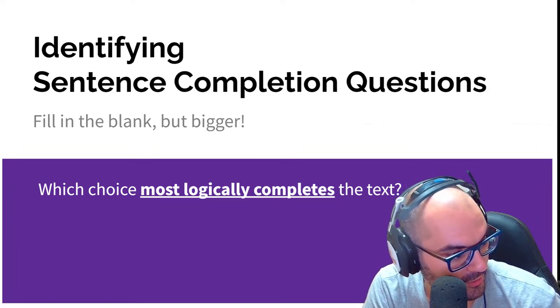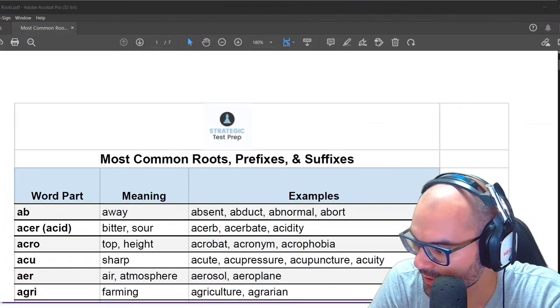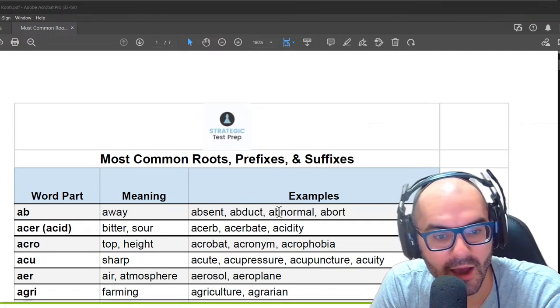Hang on. Here we go. There's a PDF. Yeah. Let me share this with you so you can see this. And I can actually throw this out to the group if you want.